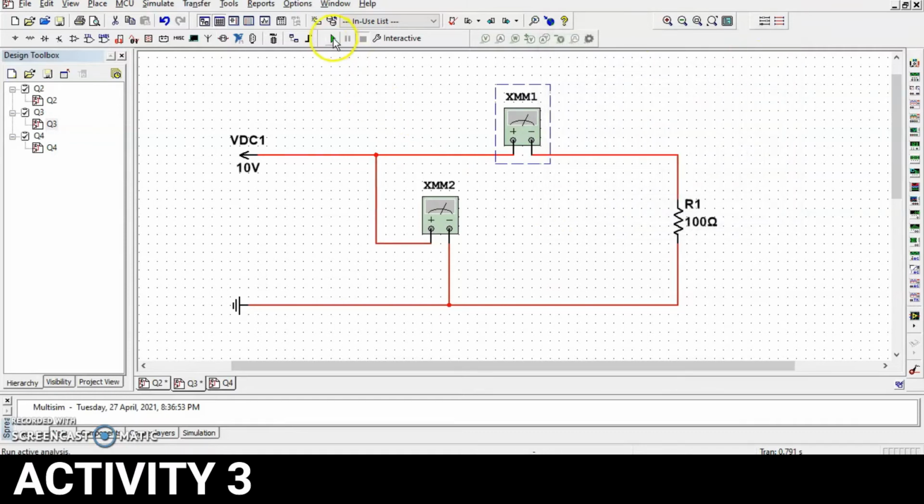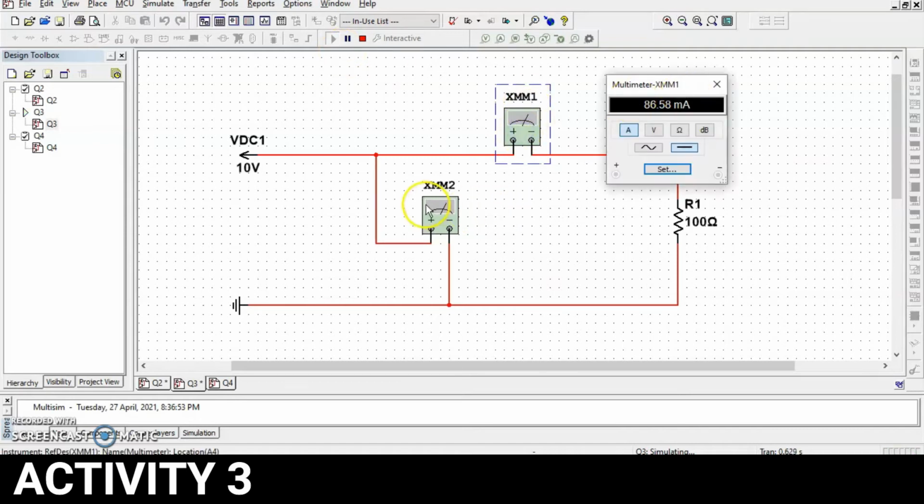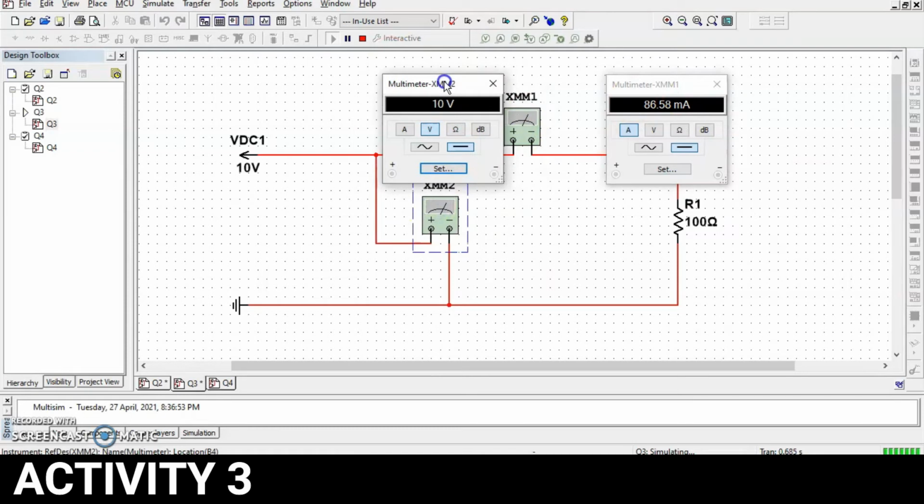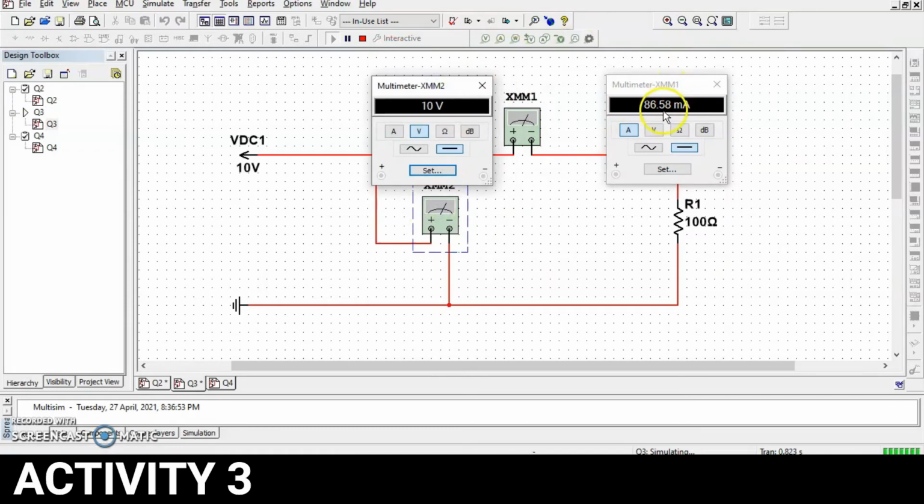And then we run the simulation. So right here we have the reading for current and the reading for volt. And the next step is to change the value of R1 according to the lab sheet, and repeat the same step to record the reading.